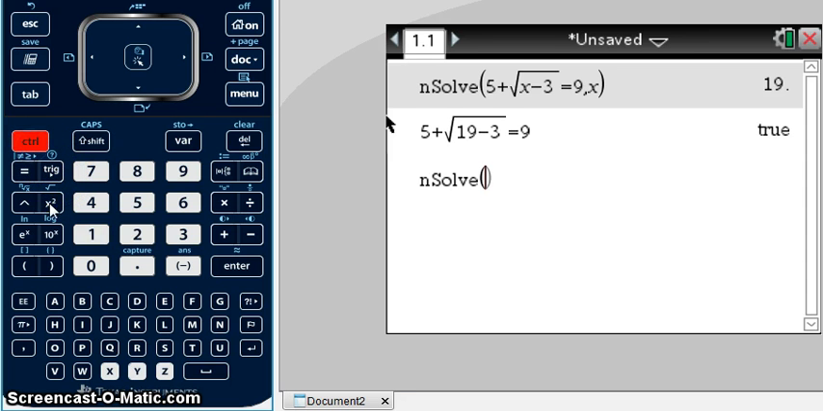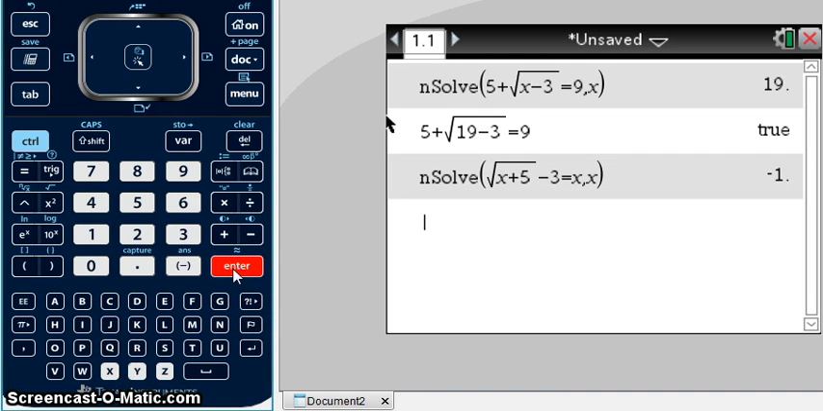So I'm going to go square root of x plus 5 minus 3 equals x, and then do your comma x, and I get x equals -1. Now to check it, once again, I just retype it in. So square root of -1 plus 5 over minus 3 equals -1, and it checks out true.